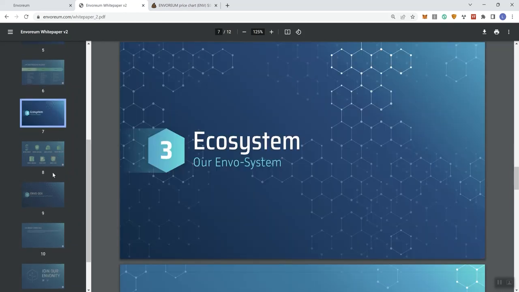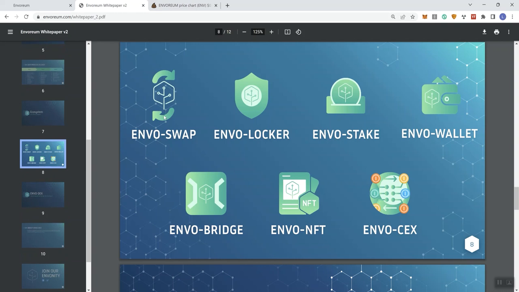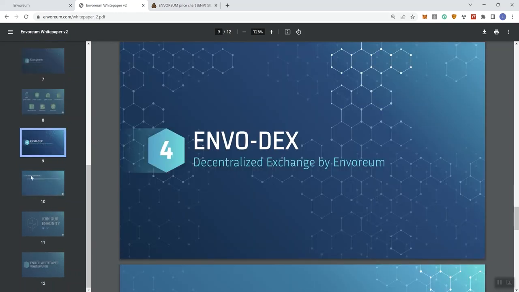All right, so we've got their ecosystem here. Again, here's everything that makes up the ecosystem: the swap, the locker, staking, wallet, bridge, the NFTs, and the centralized exchange. Okay, so here we talk about their DEX.